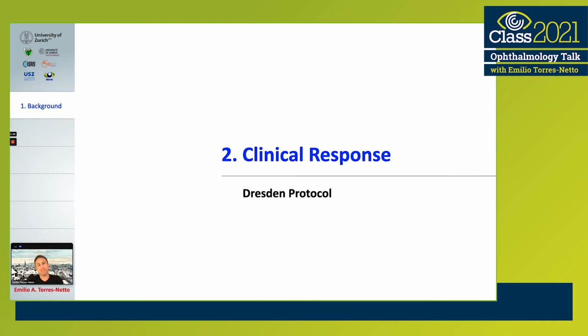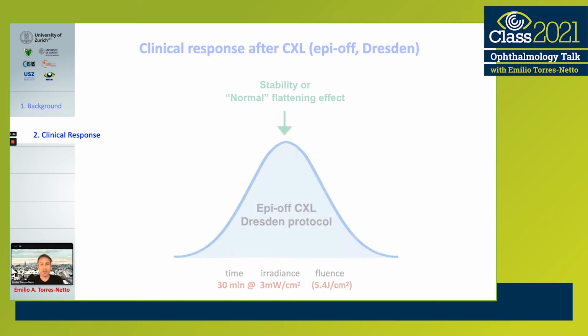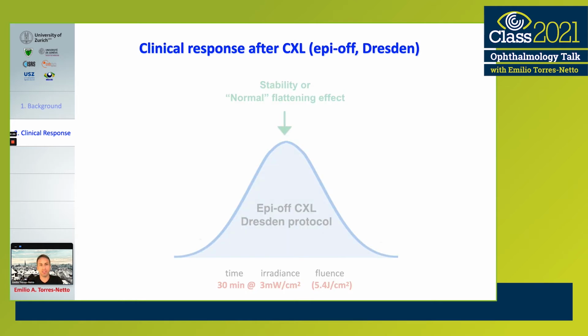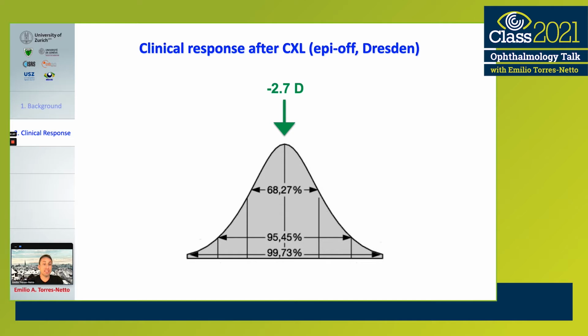So the first protocol that was developed was the Dresden protocol. Here I will show you first the Dresden protocol results, because that is what we have for long-term data. And as with many diseases and treatments in medicine, the clinical response to cross-linking follows this Gaussian pattern, so that in the majority of the cases there is a flattening of around 2.7 diopters after 1 year.